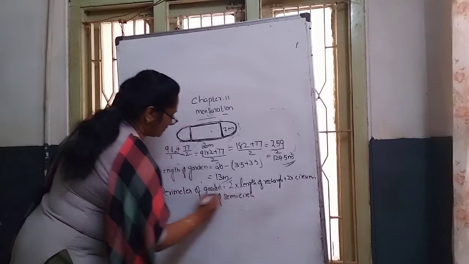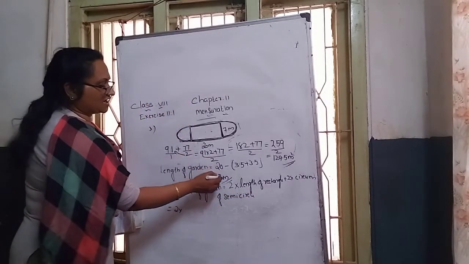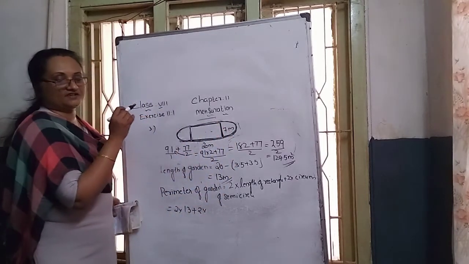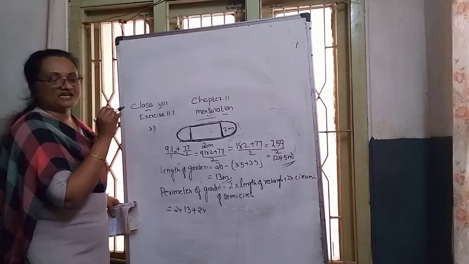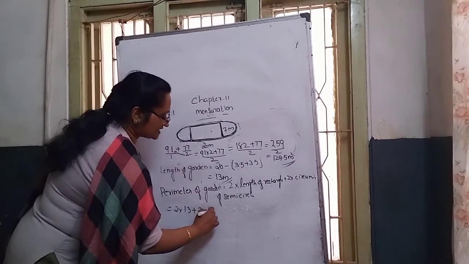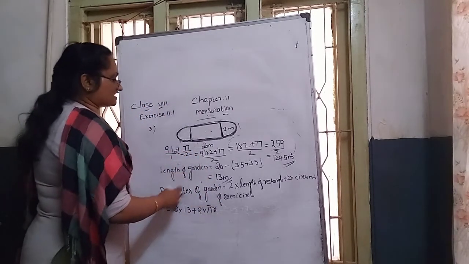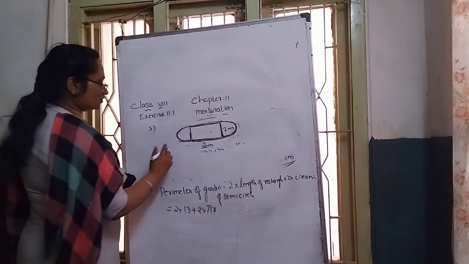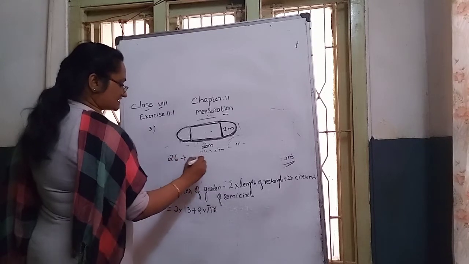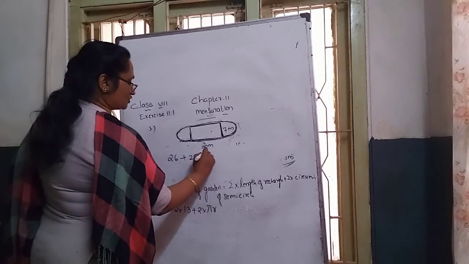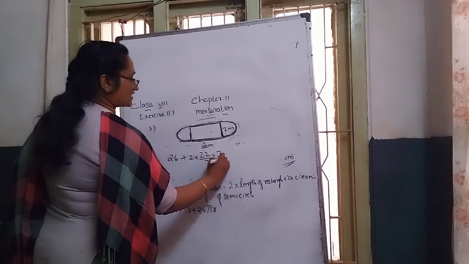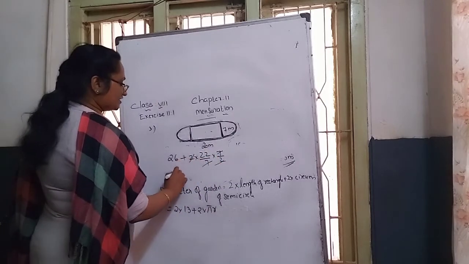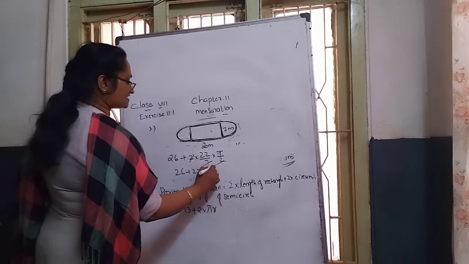Substitute the values. First step: 2 into the length of the rectangle, which is 30, plus 2 into the circumference of a semicircle. Earlier it was given as 2 pi r by 2. The 2 cancels, so pi r is the semicircle circumference. Substituting the values, 2 into 13 is 26, plus 2 into pi, 22 by 7, and the radius is 7 by 2, or 3.5 in decimal. 7 cancels, 2 cancels. 26 plus 22 becomes how much?